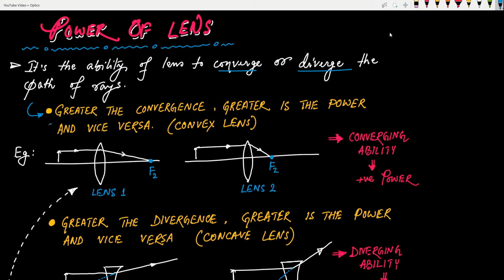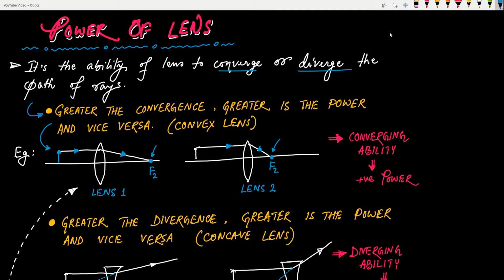In order to explain the concept of power, I have drawn these two diagrams. This is our lens 1, a convex lens, and this is our lens 2, also a convex lens. Now let's analyze. We have taken an object here, and from this object we have taken a ray that is parallel to the principal axis. In the next diagram also, we have taken a ray parallel to the principal axis, and according to the law we know that after refraction, if the lens is a convex lens, the rays will converge towards a fixed point, and that point is known as focus. So we can see the rays converge to the point of focus here, and here also the rays converge to the point of focus.